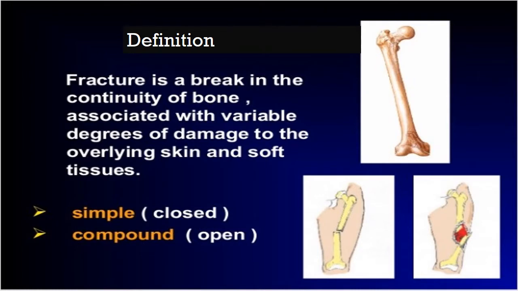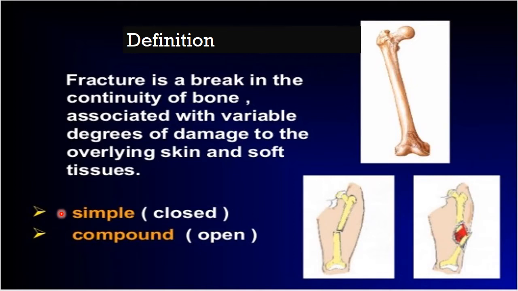So, by definition, a fracture is a break in the continuity of a bone, which is associated with variable degrees of damage to the overlying skin and soft tissues. So, a fracture may be described as a simple fracture or a compound fracture. A simple fracture is a closed fracture where the overlying skin and soft tissue is intact. It may be contused or bruised, but it is intact and the bone is not exposed.